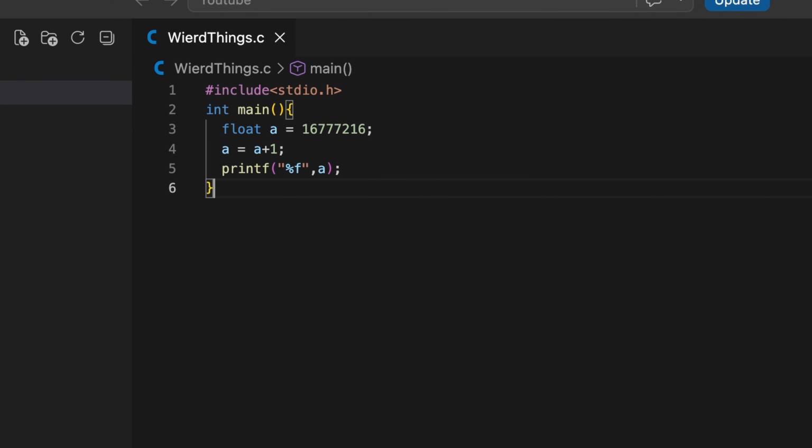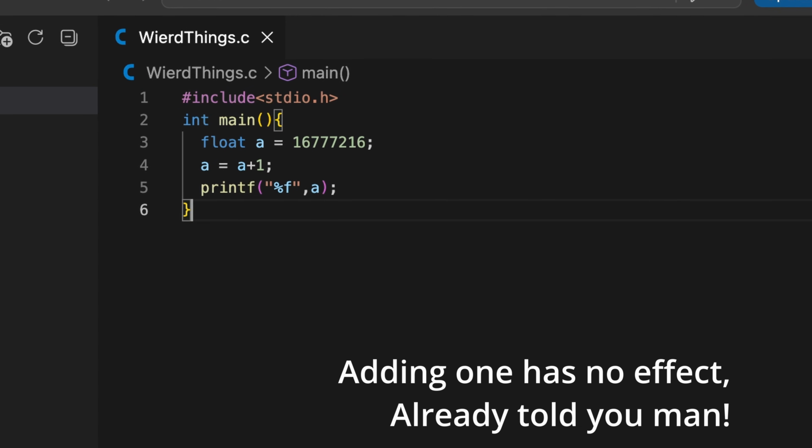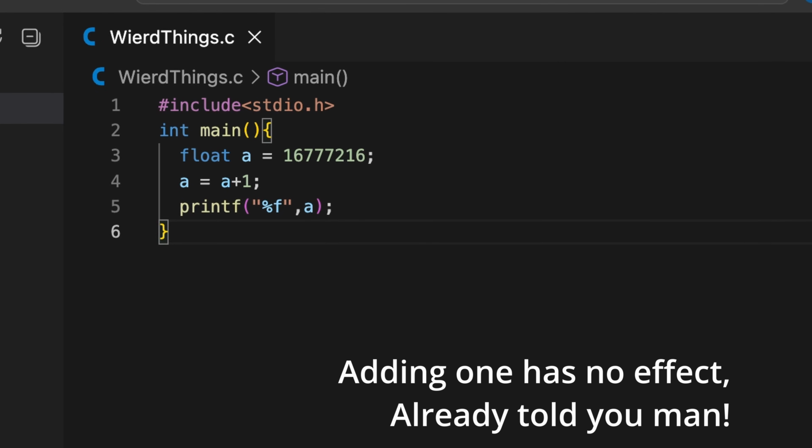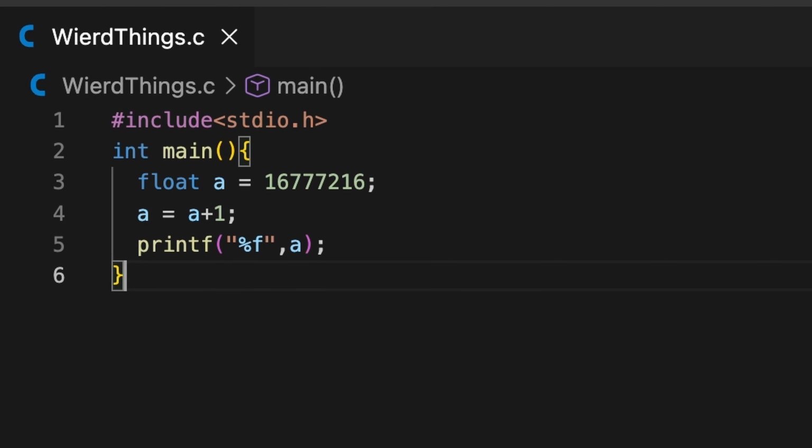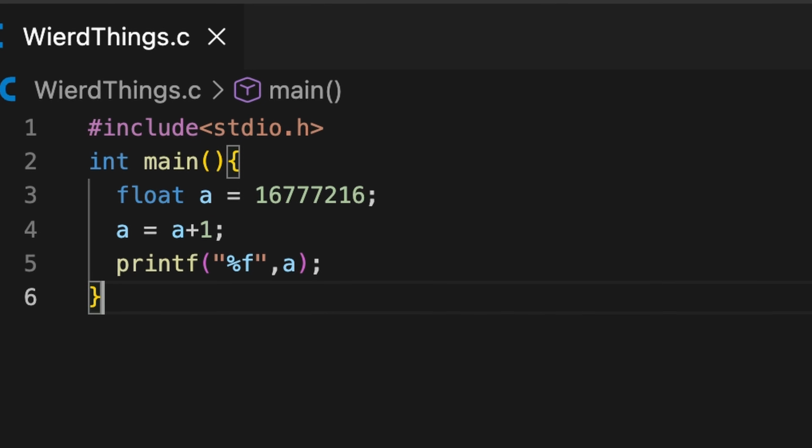Now, the output may not be very hard to guess here, but that's not the real question. The real question is, why is this happening? So, pause the video for a moment, think about it, and put your answer in the comments below.